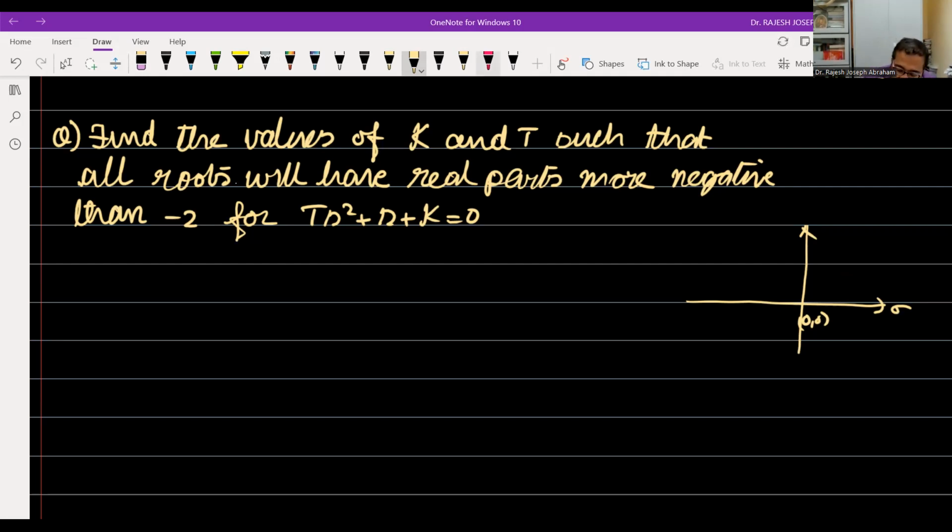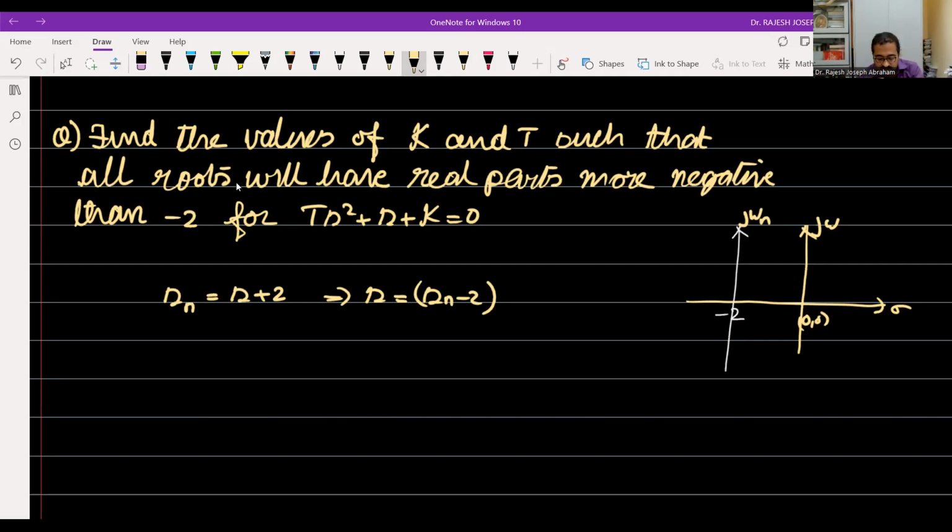Okay, so basically we have to shift this axis to minus 2. Okay, so this is my new coordinate now. This was j omega. So this is j omega n, new omega. Okay, it has been shifted by 2 units to the left half of the s plane, right? So that means I will define a new variable, say s n as s plus 2, because it has been shifted to the left by 2 units. So what is s from here? s will be equal to s n minus 2. Okay, now you replace this s in this characteristic equation with s n minus 2.